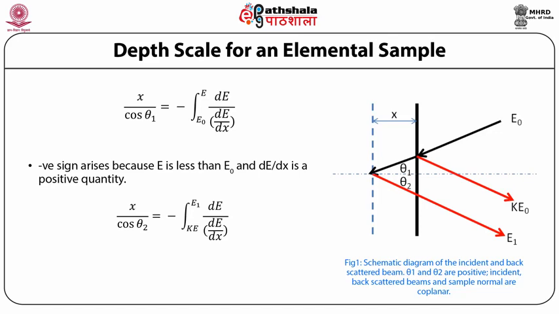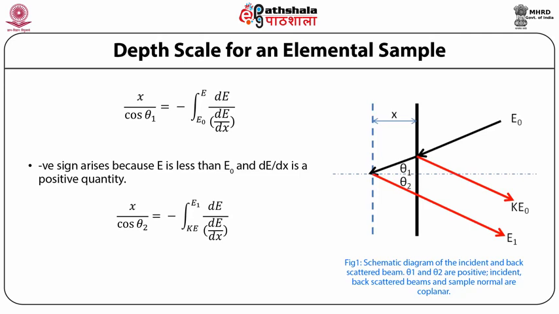lie in one plane. In the laboratory frame of reference, it is given by theta equals 180 degrees minus theta 1 plus theta 2, where theta 1 and theta 2 are the angles between the normal and the direction of the incident beam and the scattered particle respectively. Theta 1 and theta 2 are positive if they lie on the same side of the plane.